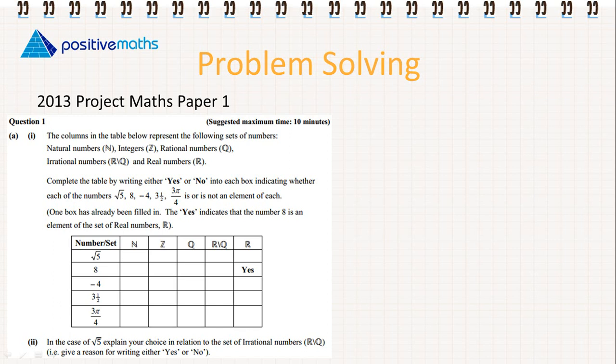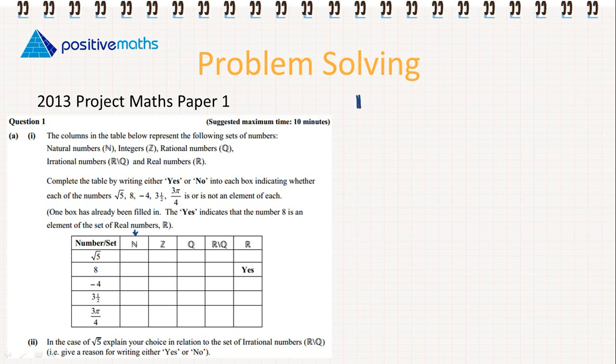So we have natural numbers, integers, rational numbers, irrational numbers, and real numbers. We need to complete the table by writing either yes or no into each box, indicating whether each of the numbers is or is not an element of each. Okay, so what we're going to do is look at each column and answer yes or no. You could also look at the numbers and answer yes or no across the way in rows, but we're going to do it by identifying the characteristic of each set of numbers.